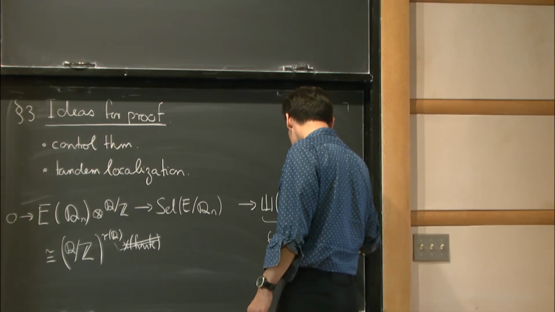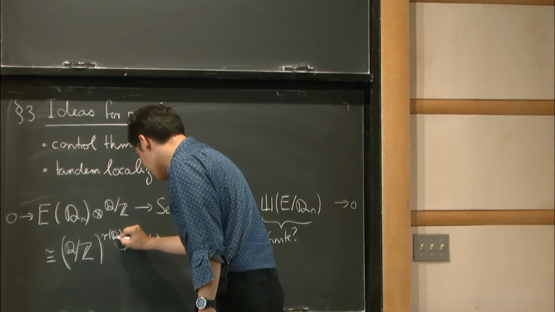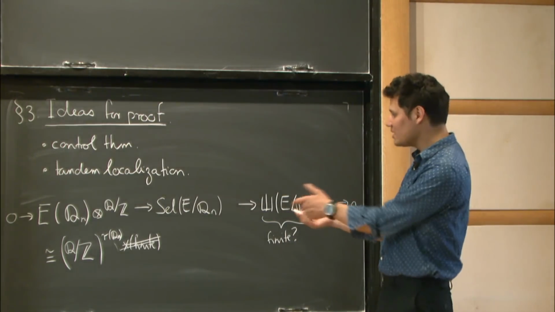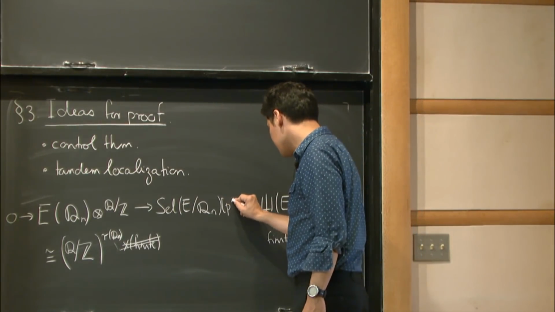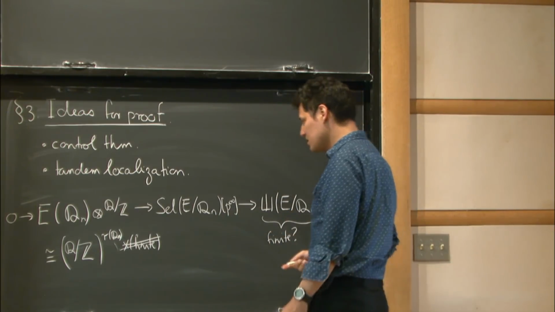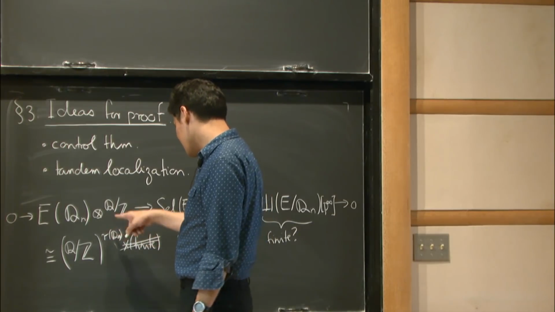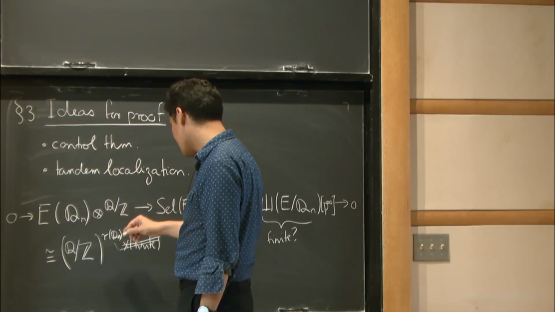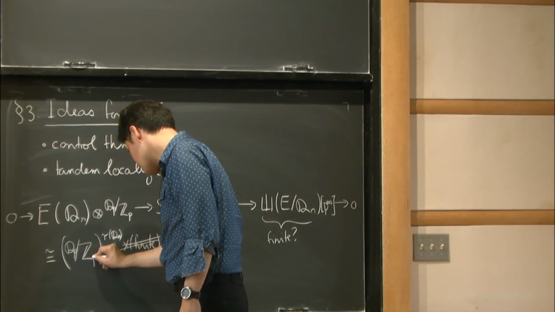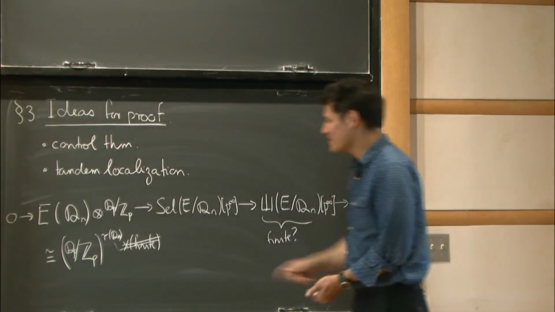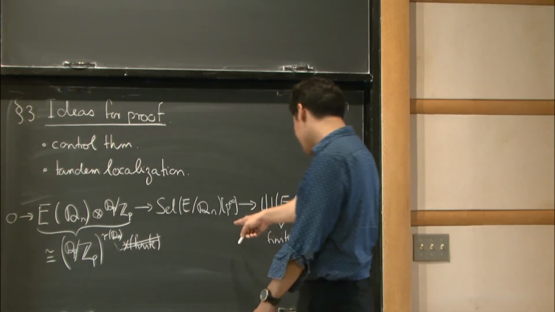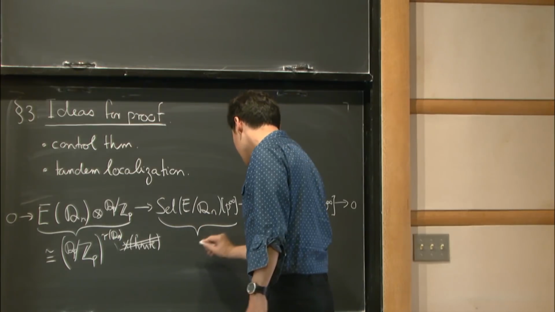So if you play this game for Q_n, you get an exact sequence like this. And you can simplify this even further by looking only at the p-primary part of these guys. Then on this side, looking at the p-primary part of Q/Z is like saying, look at Q_p/Z_p. So no information about the ranks has been lost, but the notation has become a little bit convoluted. So let me call this module simply M_n.